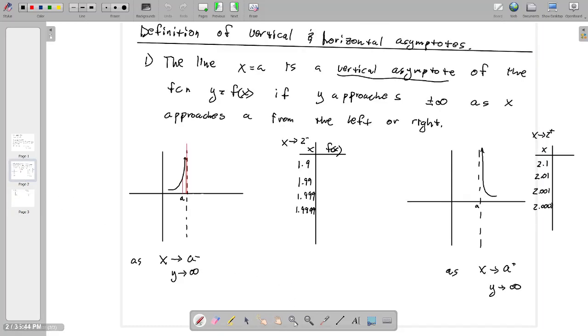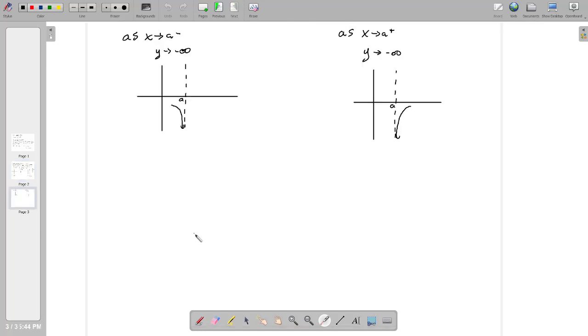So that's what a vertical asymptote is definitionally. Now again, this is not quite rigorous because we don't really have a well-defined version of what x approaching a means and what y approaching infinity means. You get those definitions later on if you continue to take math courses. You get more rigorous definitions.